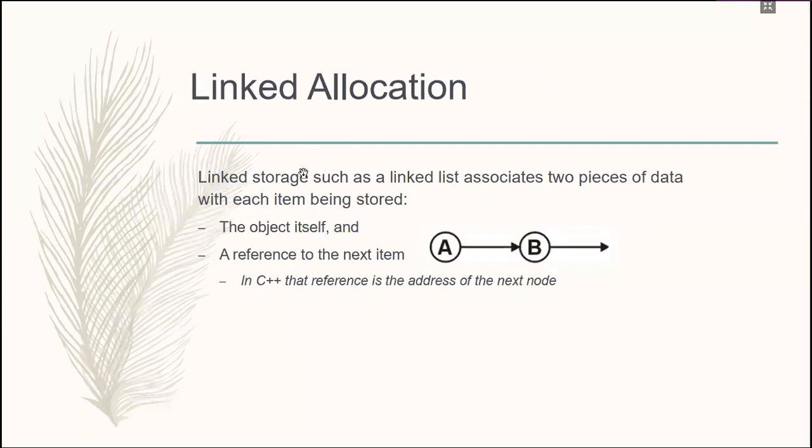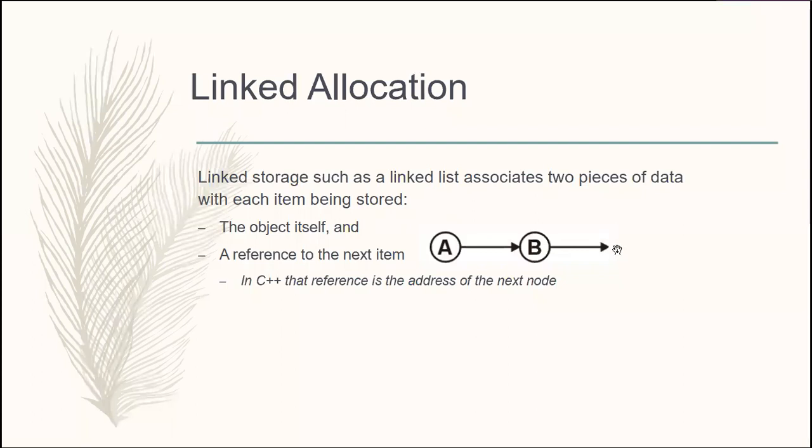In linked list, the storage associates two pieces of data with each other. That means suppose there is an object A and an object B. Object A will point to object B, B will point to the next object, and in that way there will be a link between them. So this is called linked allocation.